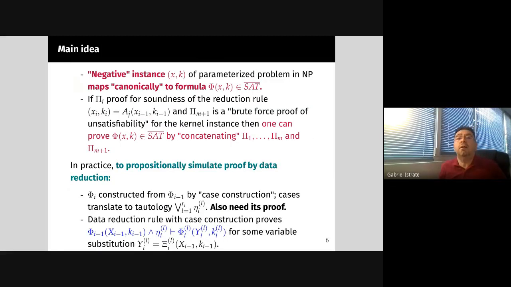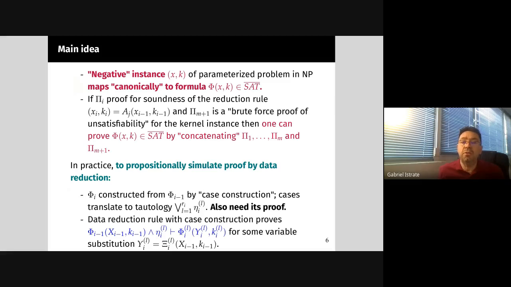Now, the main idea of our results is actually quite simple. We're looking at a negative instance, (x, k), of a parameterized problem in NP. Think of the set of all graphs G and parameters k such that the graph G does not have a vertex cover of size k. Of course, you can canonically map such an instance to an unsatisfiable formula.